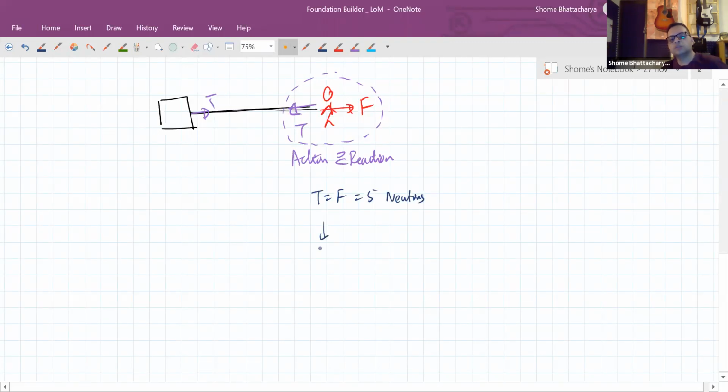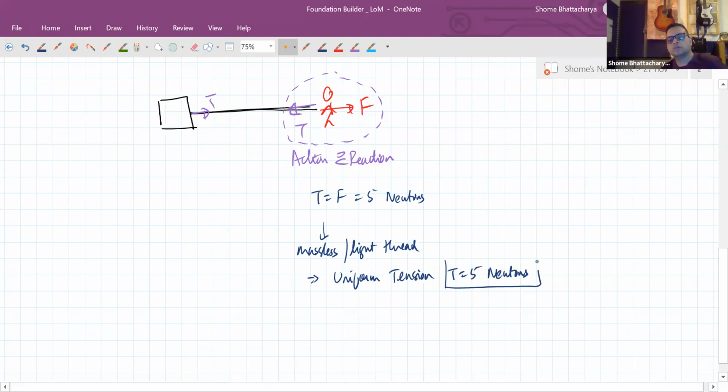Now it's a massless or light thread, therefore it has uniform tension, the same tension at both the ends, throughout the string. So that is the answer to the first part.